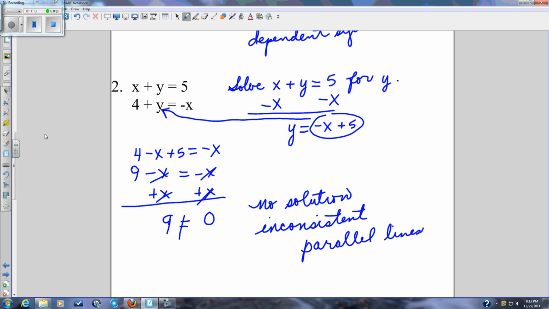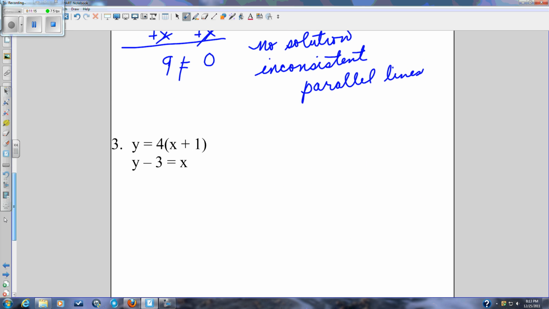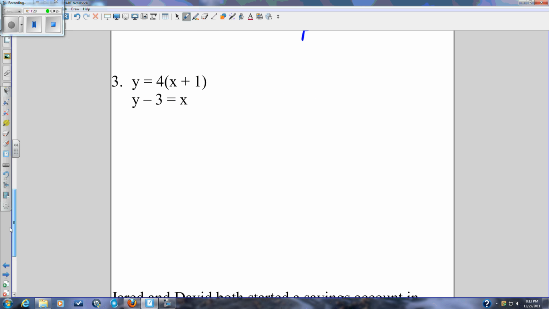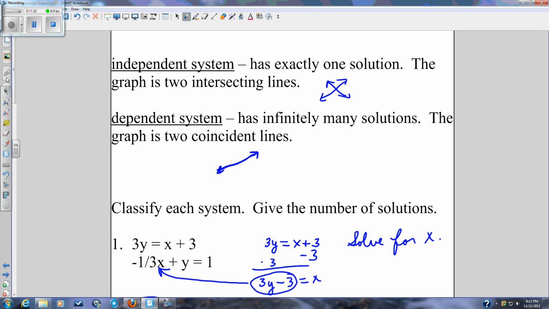Okay? Now, when we come back to class, we are going to try some more of these problems and this word problem at the bottom of the page. So that's going to be where we start when we come back to the next class. Thank you very much.